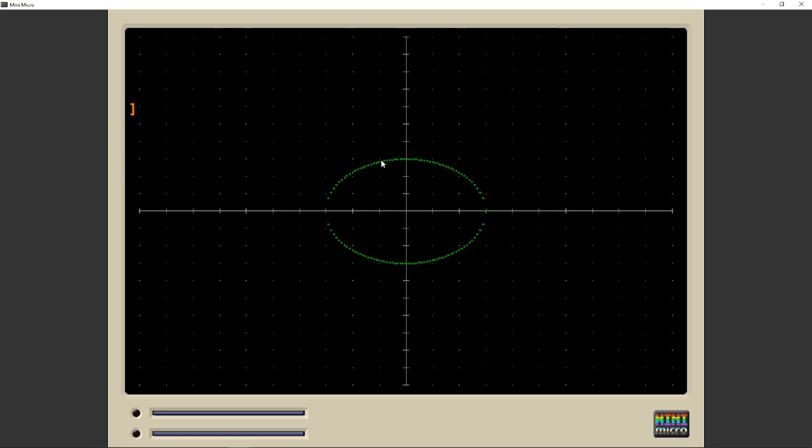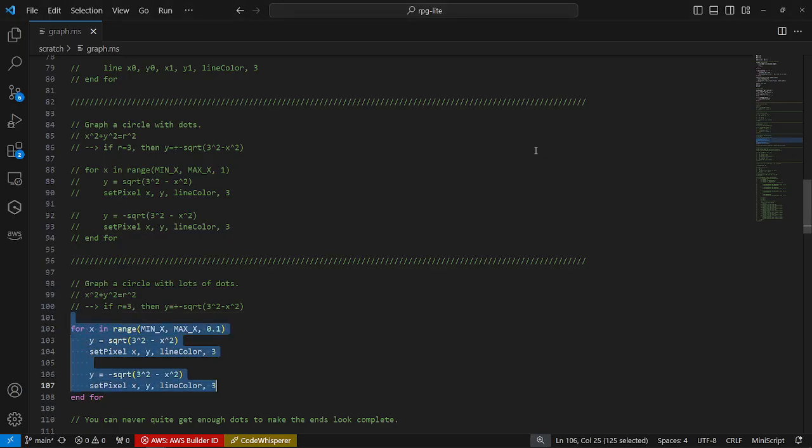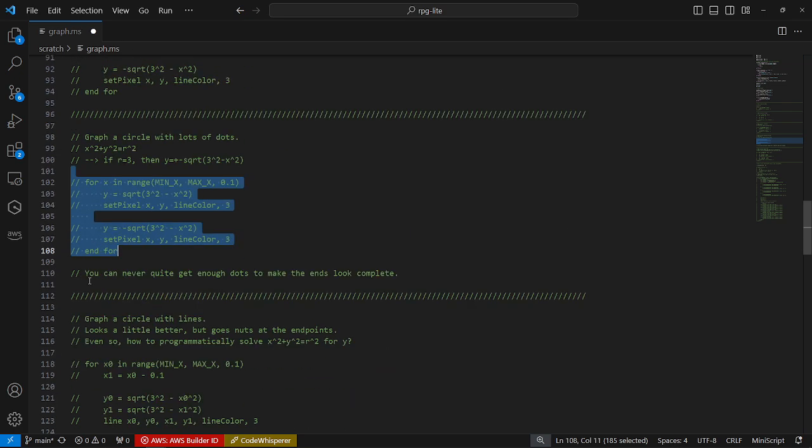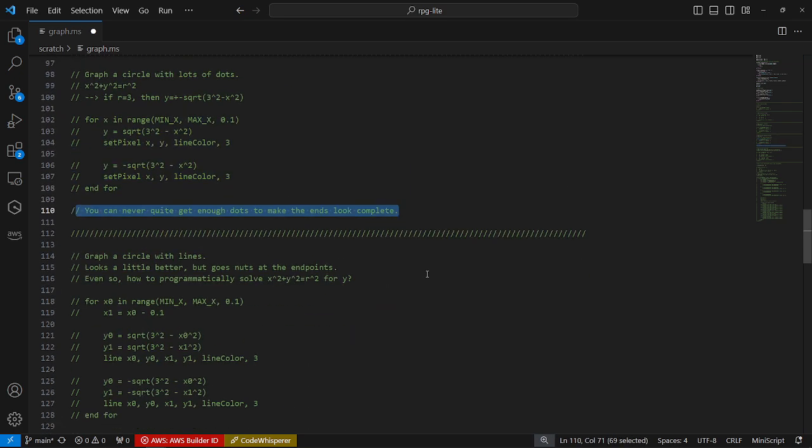I don't like the fact that there's space between the dots. When you reach the edges, you have a vertical asymptote problem. I mean, how many dots are there between here and there? You need exponentially more dots as you get to the end of that range, basically. And there are my notes. You can never quite get enough dots to make the ends look complete.